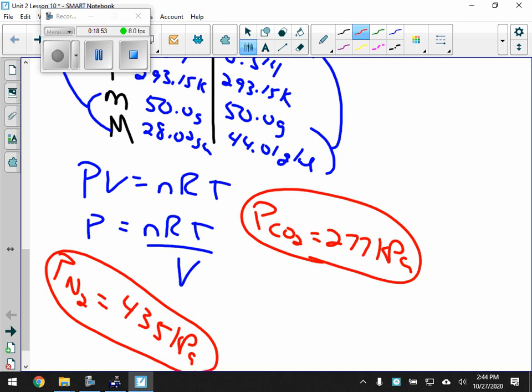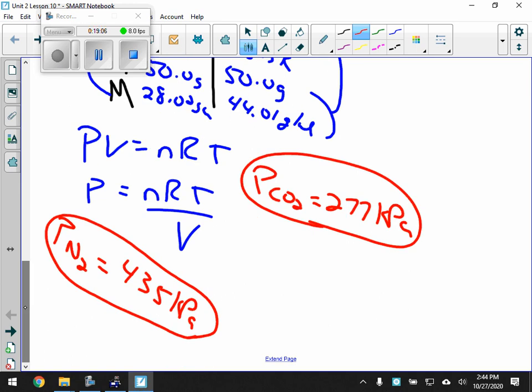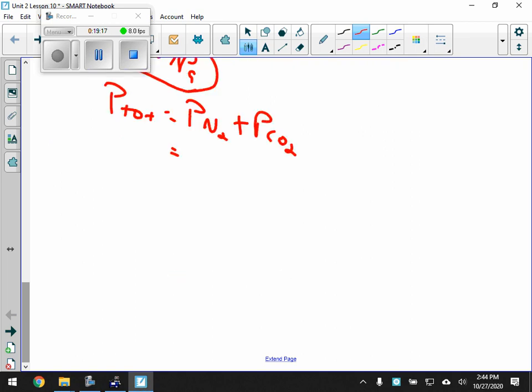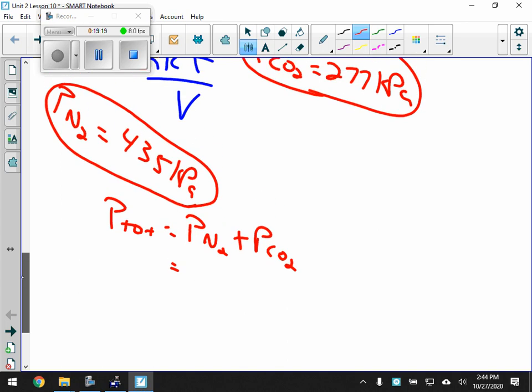And then I'd say the following. Okay, that's the pressure of the nitrogen. That's the pressure of the carbon dioxide. If I want to find the total pressure inside this 10-liter tank, I would add the two together. It's the pressure of the nitrogen plus the pressure of the carbon dioxide gas. And of course, the pressure of the nitrogen is this. Now again, I'm not going to use this, and I'm not going to use this because those two are rounded.